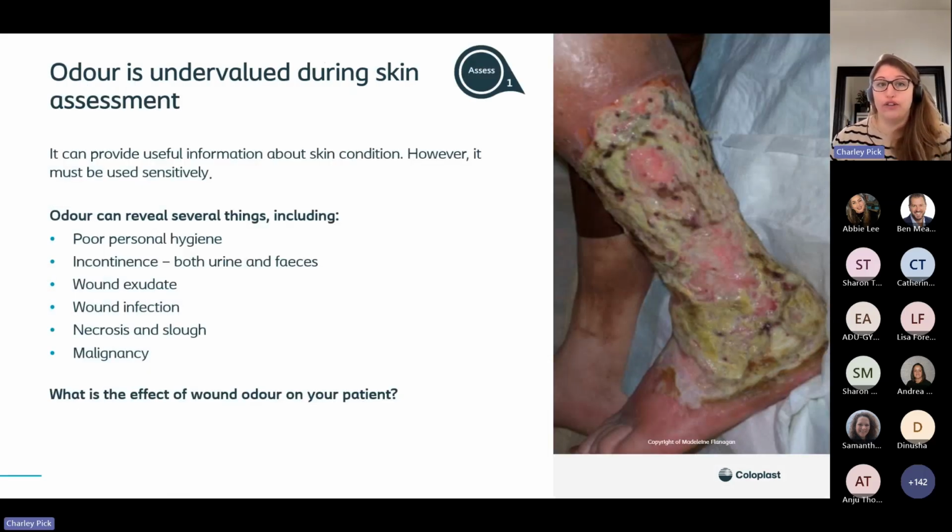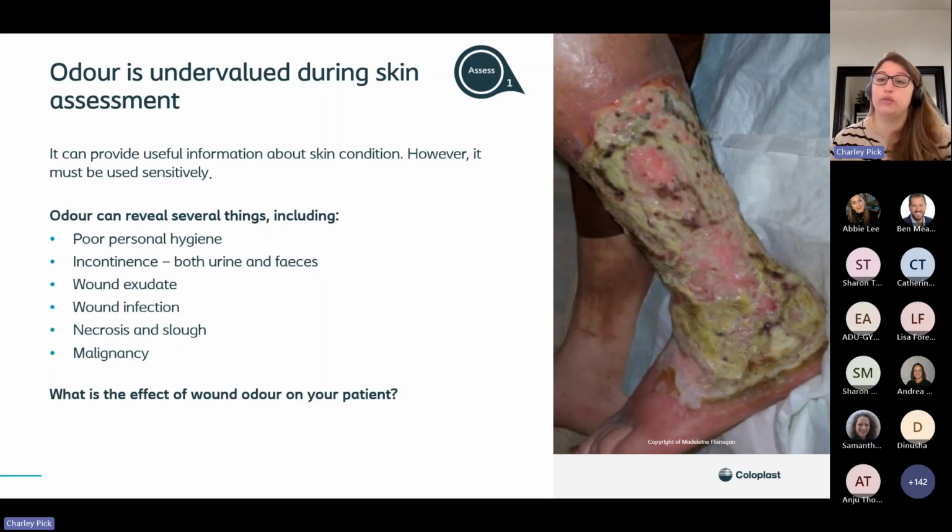Odour is really undervalued during skin assessment, and it can provide useful information about that skin condition, but you must, of course, use it sensitively. So odour can reveal several things, which includes poor personal hygiene, incontinence, both urine and feces.